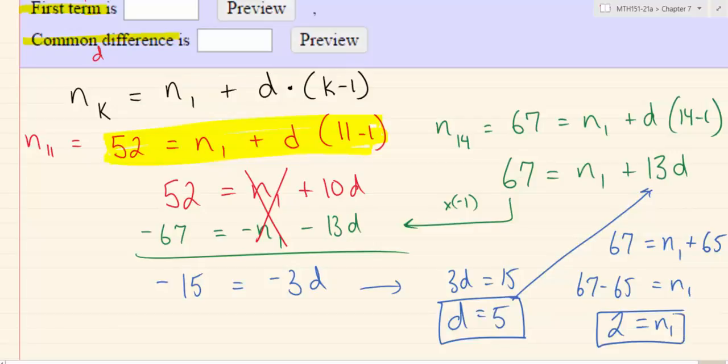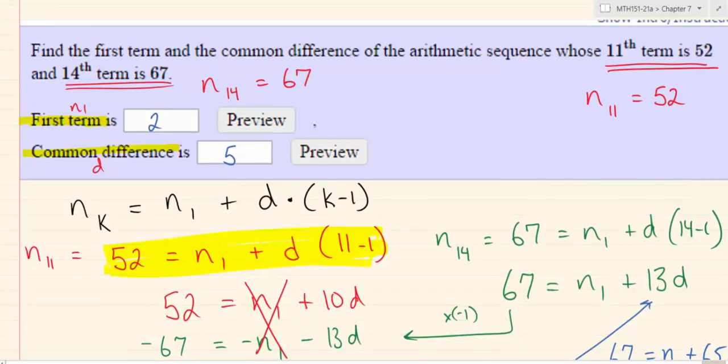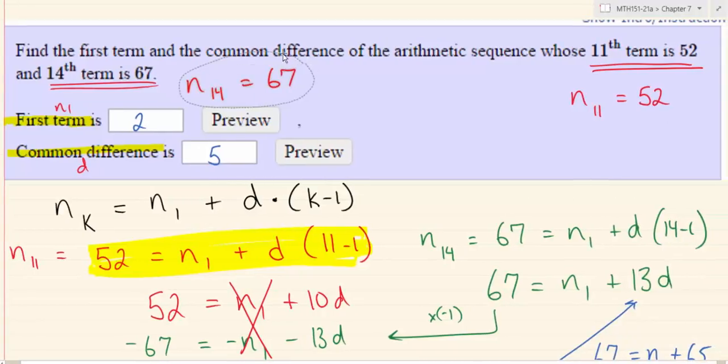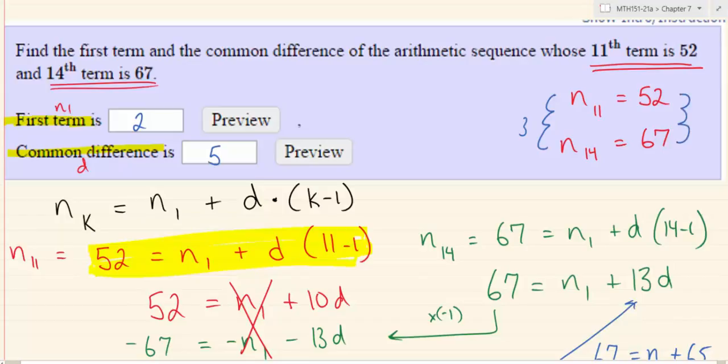To find the common difference, can't you just subtract? So what you're talking about is, you know that n sub 11 is 52, and you also know this one here. So what you're thinking is, I know that there's 1, 2, 3 steps in between those two numbers. So what if I subtracted 67 minus 52 and I get 15?